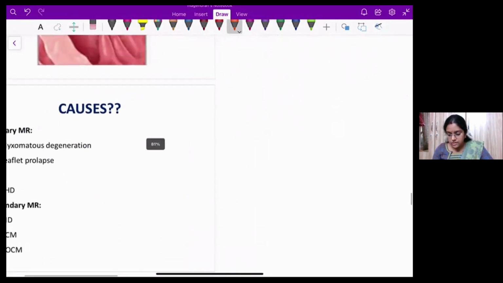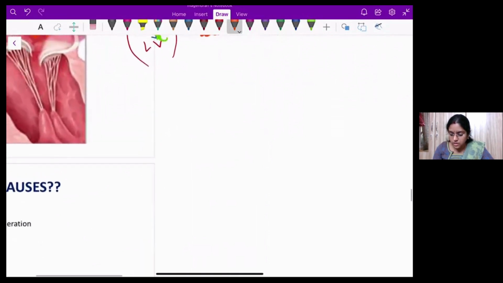So what are the causes? How do we classify mitral regurgitation? We'll look at that. Mitral regurgitation, we basically categorize into two types, based on the duration and based on the cause. So based on the duration, what do we do?